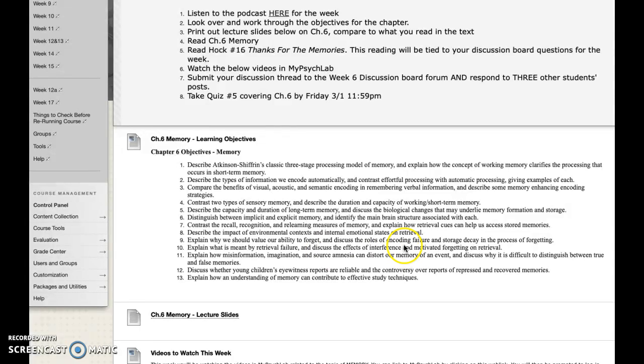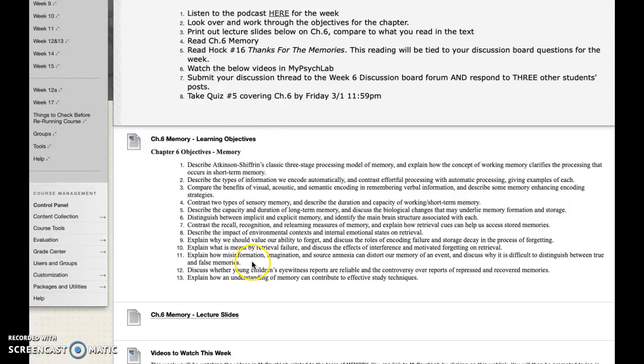Is it an encoding failure? Did we fail to get the information in correctly in the first place? Or is it a matter of storage decay? Like, it's in there, I just can't access it, or the material that got in has over time decayed due to various reasons. That all is the area of retrieval failure, and things can get in the way, so the effects of interference. And sometimes we want to forget, so sometimes we're motivated to forget certain details or incidents.